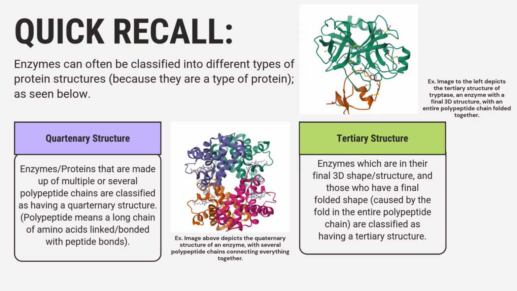So on the image to the top, you can see that the image to the left depicts the tertiary structure of tryptase, which is an enzyme with the final 3D structure altogether and an entire polypeptide chain folded together, right? You need to have the entire polypeptide chain folded together, as well as a final 3D structure for you to call any protein or enzyme to have a tertiary structure when compared to quaternary or other types of protein structures.